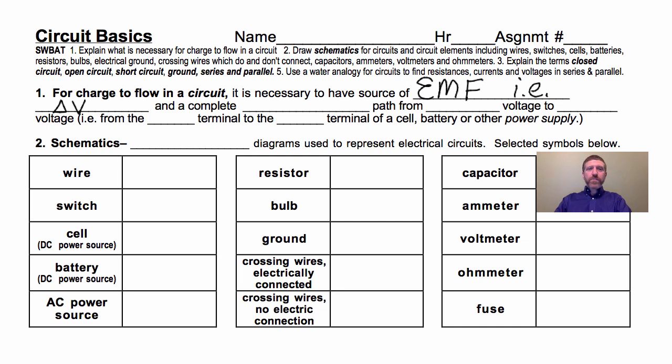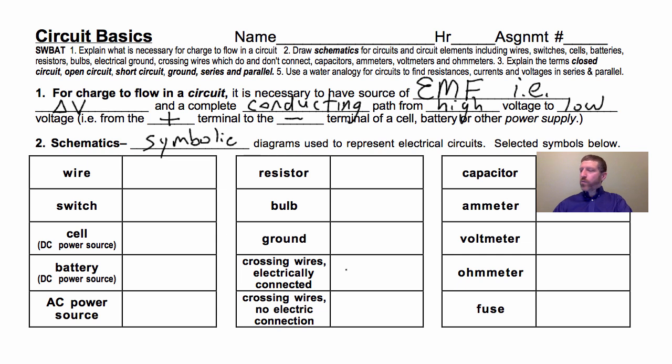So you need a voltage difference and you need a complete conducting path from high voltage to low voltage, i.e. from the positive terminal of your battery or cell to the negative terminal of your battery, cell or other power supply. We're going to learn about some schematic diagrams right now. Schematics are simply symbolic diagrams used to represent electrical circuits.